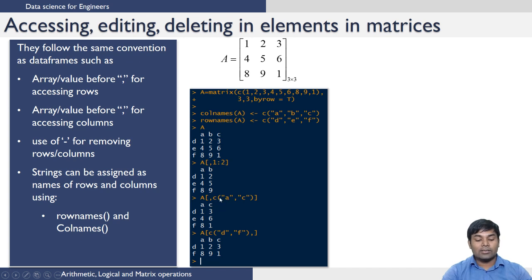You can also access the columns using the names of the columns as we have seen in the data frames. So you want to access the columns A and C, that means columns 1 and 3. You can do so by specifying the names of the columns. Similarly, you can also access the rows by using the names of the rows. You want to access the first and third row, which have the names D and F. You can do so by using this command. You want to access row D and row F and all the columns. So the output is shown here.